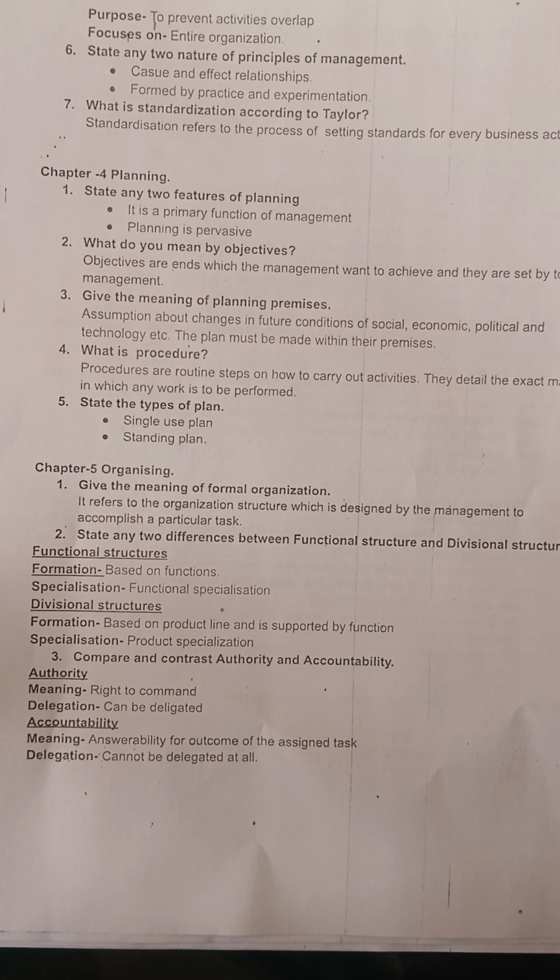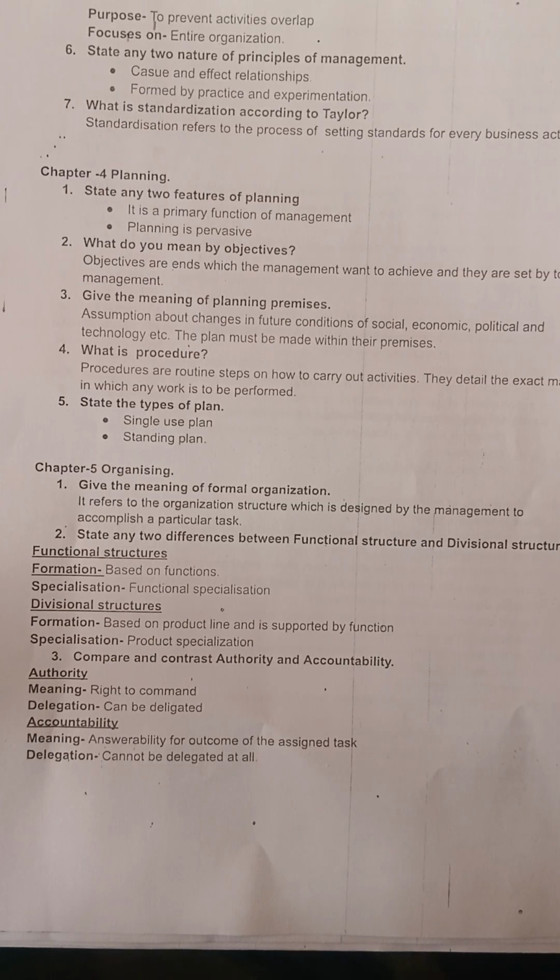Next one, give the meaning of planning premises. Assumptions about changes in future conditions of social, economic, political, and technology, etc. The plan must be made within these premises. Next one, what is procedure? Procedures are routine steps on how to carry out activities. They detail the exact manner in which any work is to be performed. And the last one, state the types of plan: single use plan, standing plan.